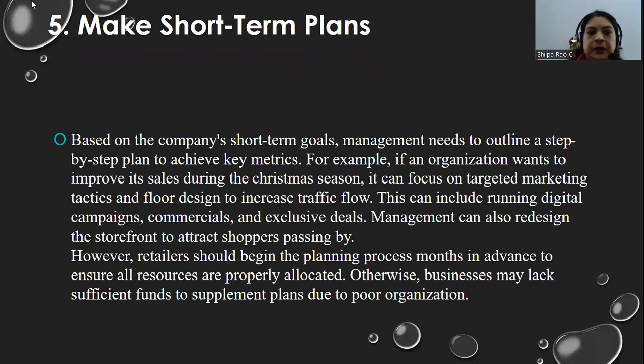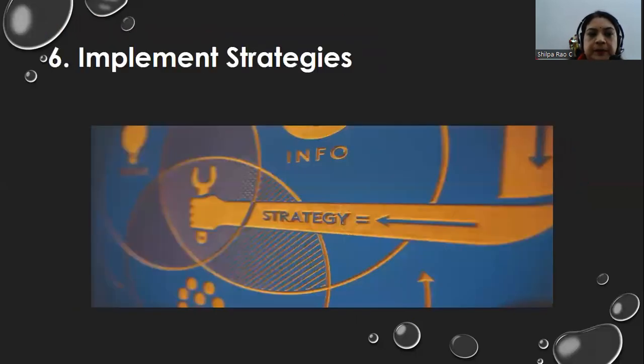Moving on to the fifth one, make short-term plans. Based on the company's short-term goals, the management needs to outline a step-by-step plan to achieve key metrics. For example, if an organization wants to improve its sales during the Christmas season, it can focus on targeted marketing tactics, floor designing, and increasing the traffic flow. This can also include running digital campaigns and commercials, exclusive deals, and the management can also redesign the storefront in order to attract the customers passing by.